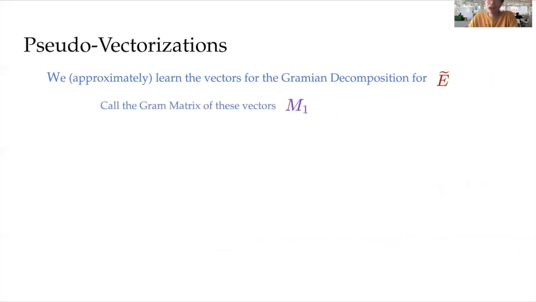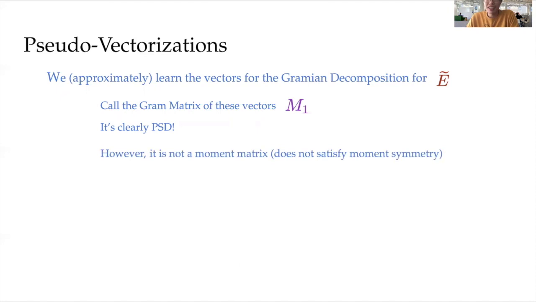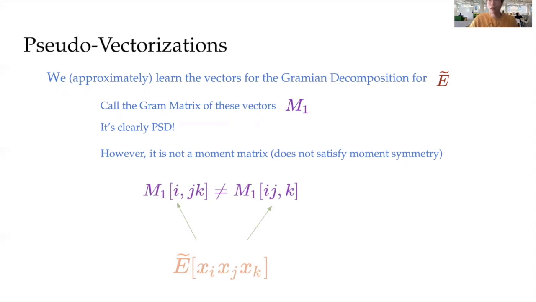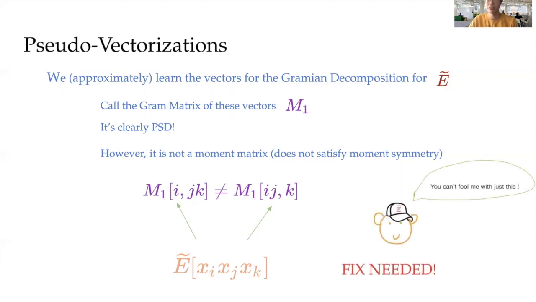And we call the Gram matrix M1. And M1 is clearly PSD because it's a Gram matrix of vectors that we can learn. However, it's not yet a lower bound because this is not exactly a moment matrix. What do I mean by that? It does not satisfy certain moment symmetries. Let's look at the matrix entry corresponding to pseudo expectation of x_i x_j x_k. This appears in the entries (i, jk) and (ij, k). However, the Gram matrix we construct doesn't have the equality here, and this means that we cannot fool SOS with this. But maybe some fixing will do.